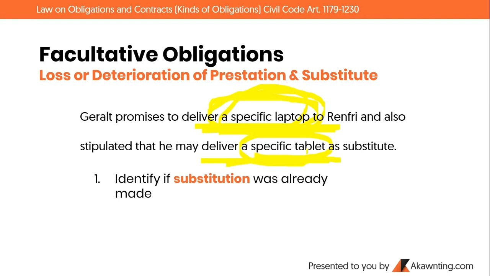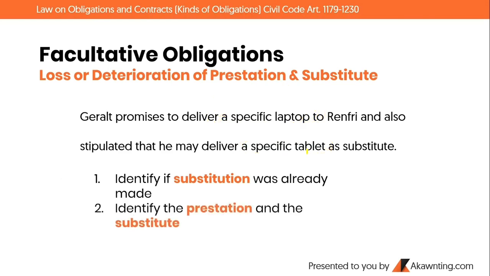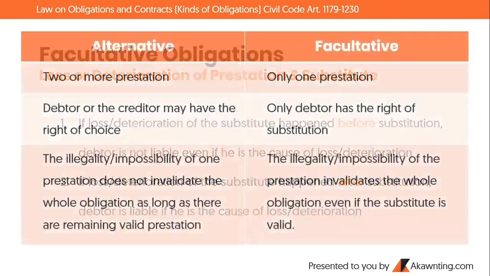Okay? So, next, punta tayo ulit. What if naman nagkaroon na ng substitution? Wala na tayong pakialam ano man ang mangyayari dun sa specific laptop. Okay? So, si specific tablet na ang merong effect sa substitution, sa obligation. Okay? So, kung nawala yung specific tablet, syempre, depende ulit kung via 427 or via debtor's fault. So, kapag 427 extinguish, kapag via debtor's fault, that will be indemnity for damages. Okay? So, move on na tayo sa facultative.